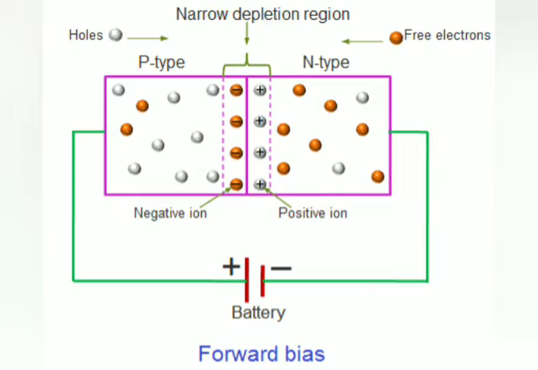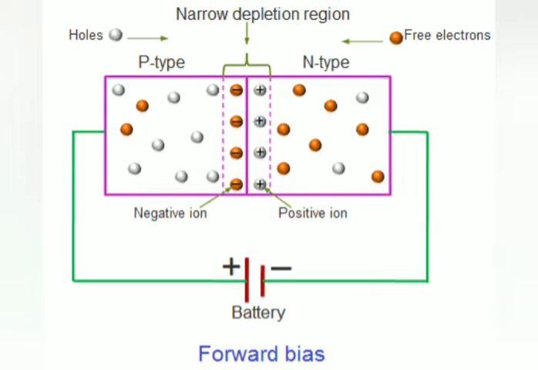Now there are two modes in which the diode is operated. The first mode is forward bias and the second mode is reverse bias. Now in forward bias, when the positive end of the diode is connected to the positive end of the battery and the negative end of the diode is connected to the negative end of the battery.